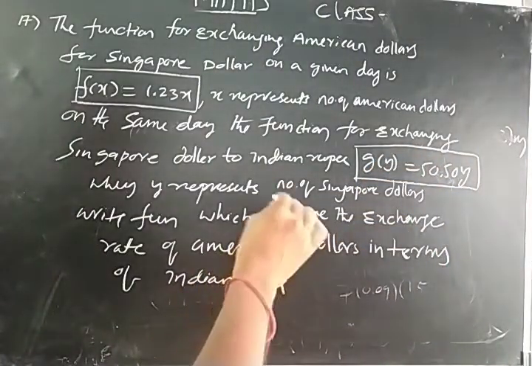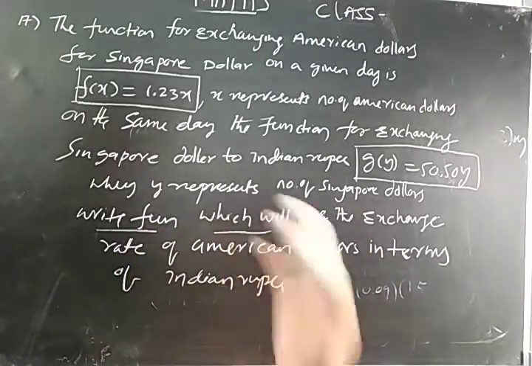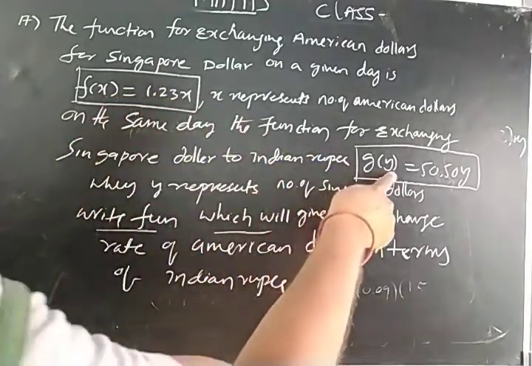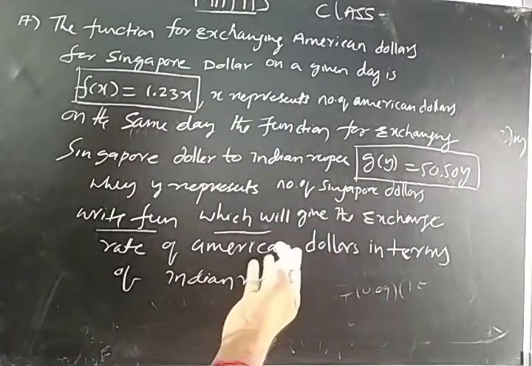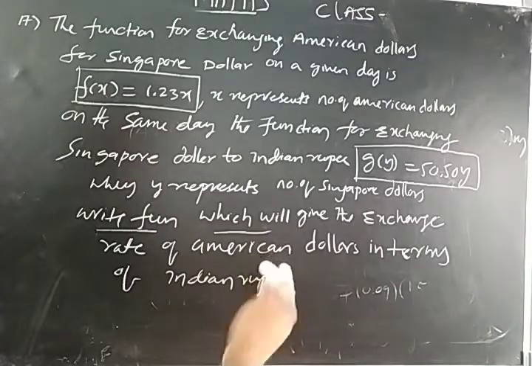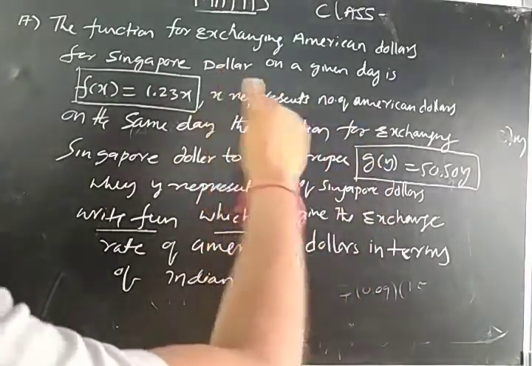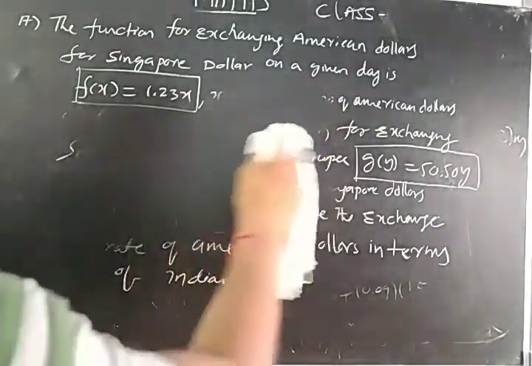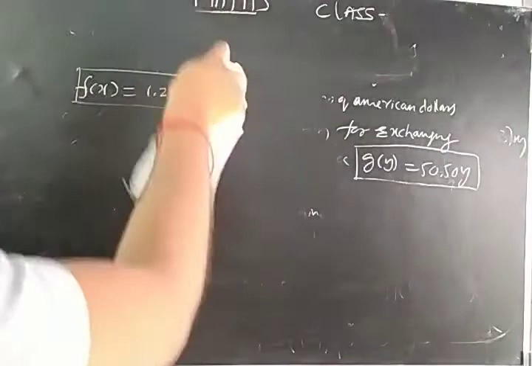What he is asking: write the function which will give exchange rate from American dollar to Indian rupee. Directly, this function converts American dollar to Singapore dollar, and this function converts Singapore dollar to Indian rupee. But he needs one function which converts American dollar directly to Indian rupee. So using these two functions, we have to find the new function which can convert American dollar to Indian rupee. Okay. Write the given functions. According to the question, I will write the given functions.